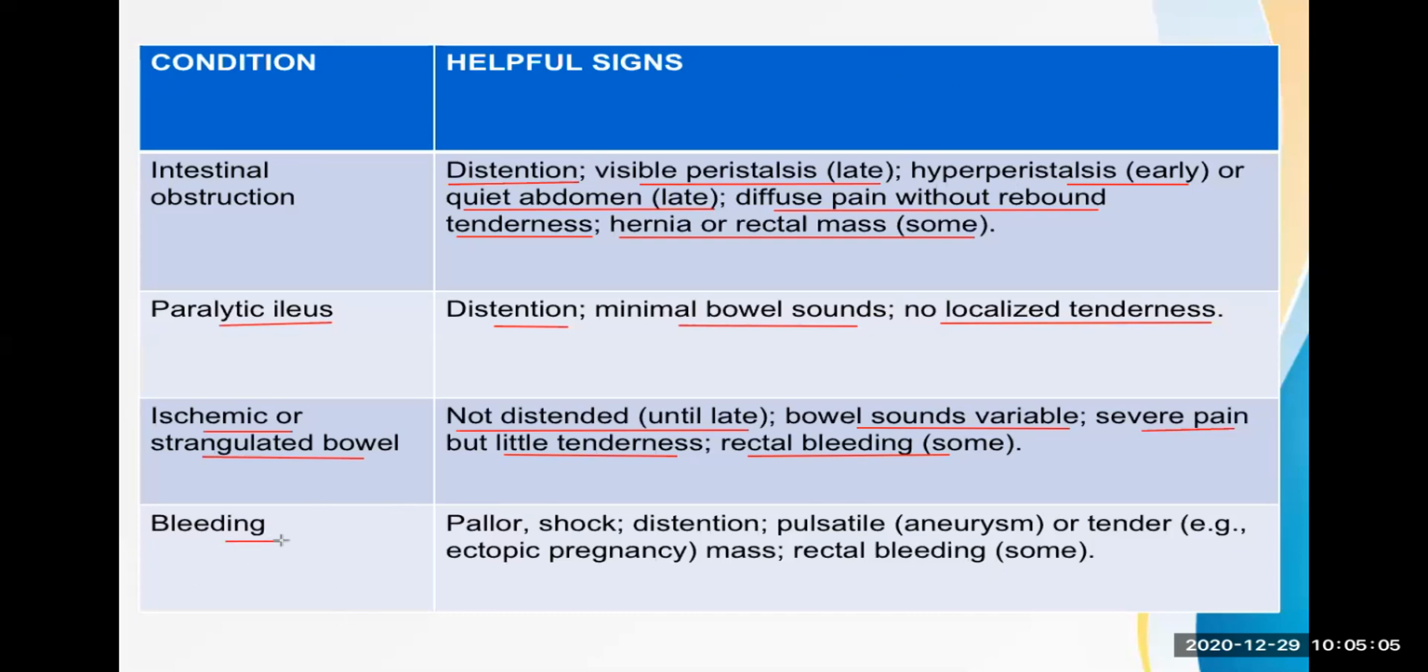Now, if bleeding is occurring from the GI tract, then the person may be pale. The person may already be in shock. There's distension of the abdomen if the bleeding occurs in the peritoneal cavity. If a ruptured aneurysm is the source of bleeding, then in the beginning there may be a pulsatile mass. If ectopic pregnancy is the cause of bleeding, the abdomen may be tender, and rectal bleeding may occur in many cases. So these are some of the helpful signs according to the cause. So this is a very general type of discussion.